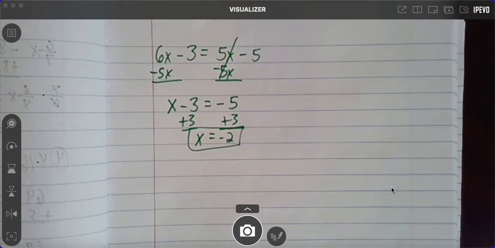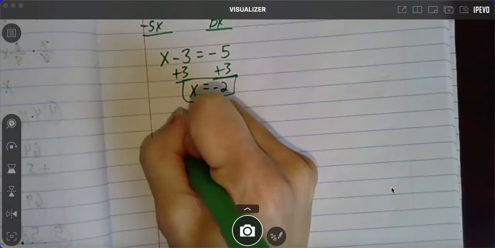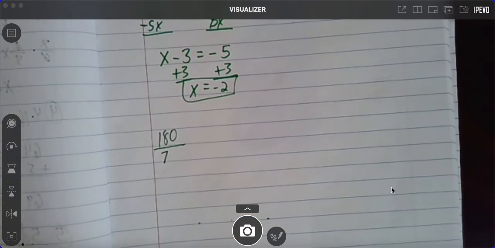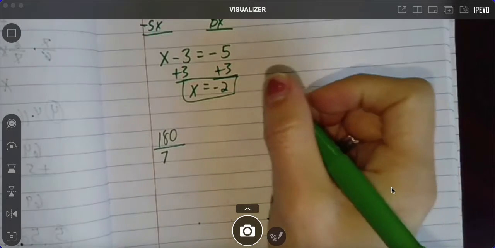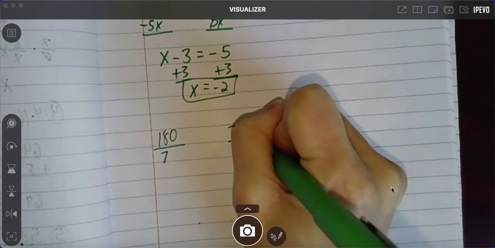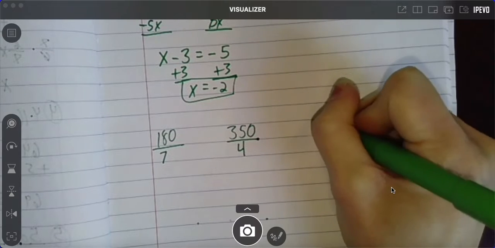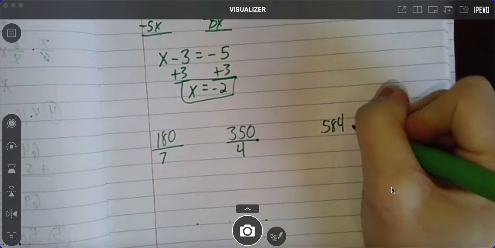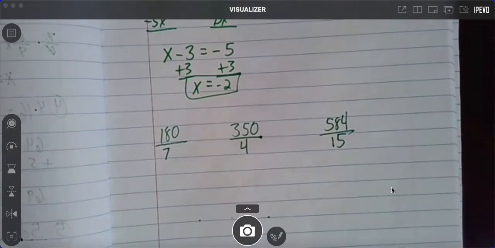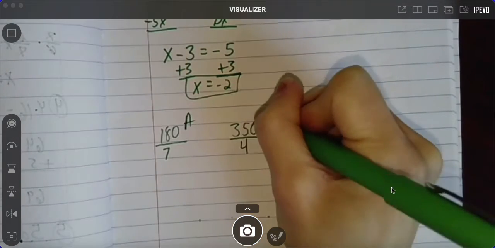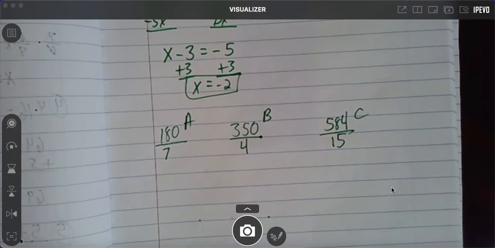It says car A travels 180 miles in 7 hours. I'm just going to write that down. 180 miles in 7 hours. Car B travels 350 miles in 4 hours. And car C travels 584 miles in 15 hours. Which car has the fastest average speed? This is A, B, and C. I think I can tell just by thinking about it which car I would rather be in, time-wise. But let's divide it and see.